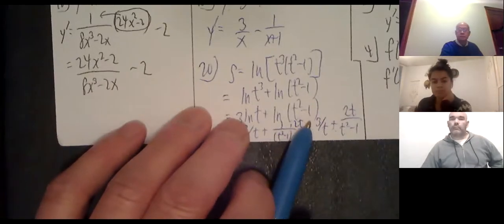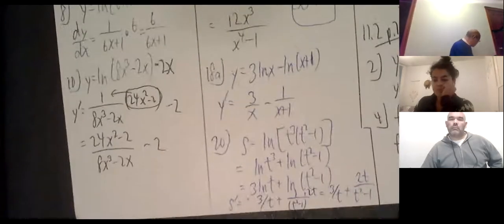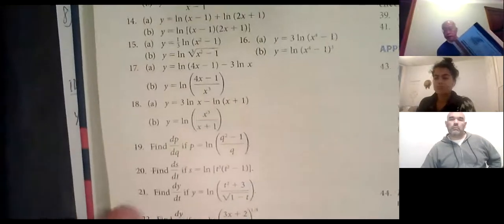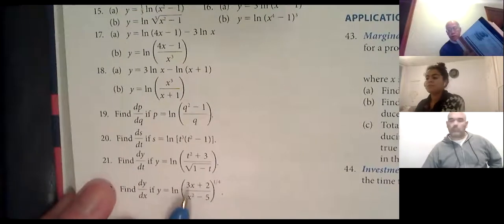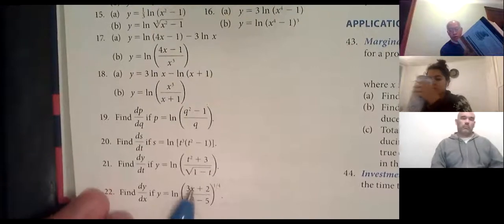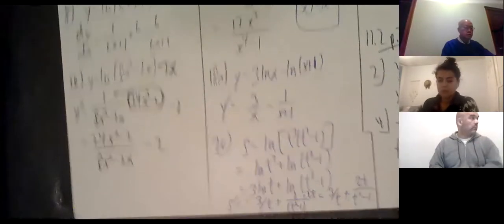So we can leave it like that. Okay, now 22. Taking it as is would be real bad. You'd have to go 1 over that whole thing, and then there's a 1/4, and then there's a quotient rule. It's way better using properties of exponents.